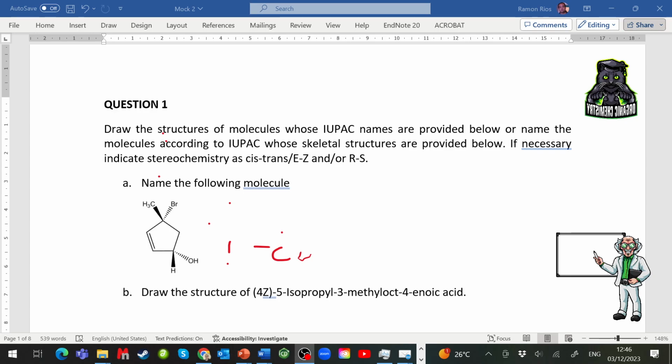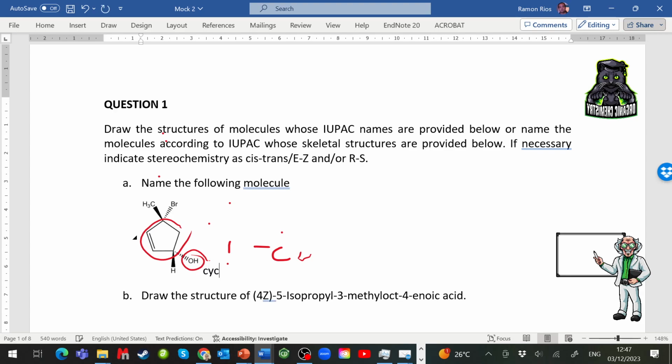First we have to identify the main group. The main group is the alcohol, and the main chain will be the 5-member ring. That means this has to be a cyclopentanol, isn't it?